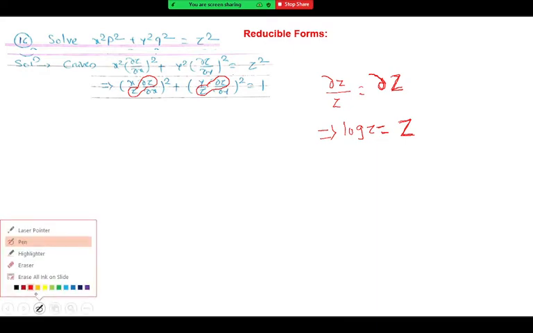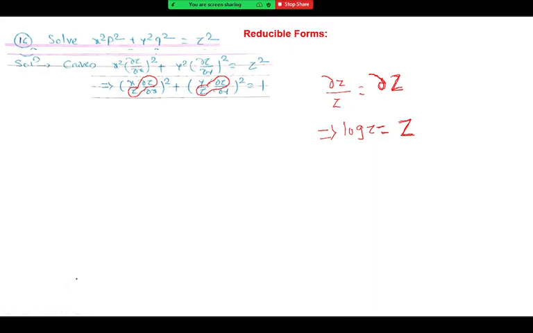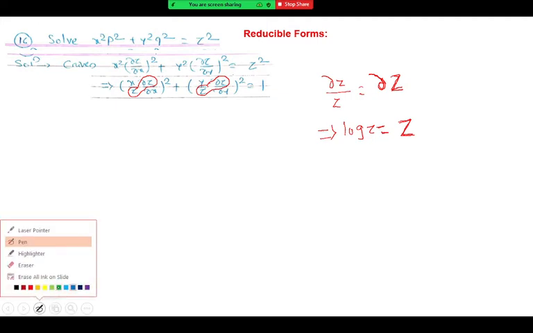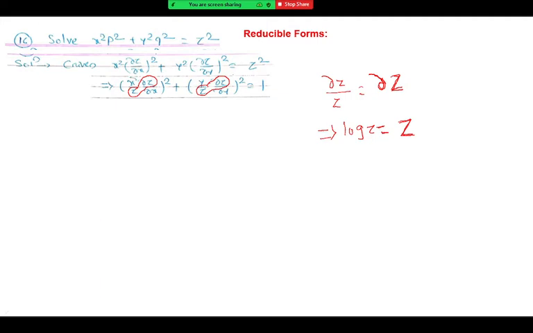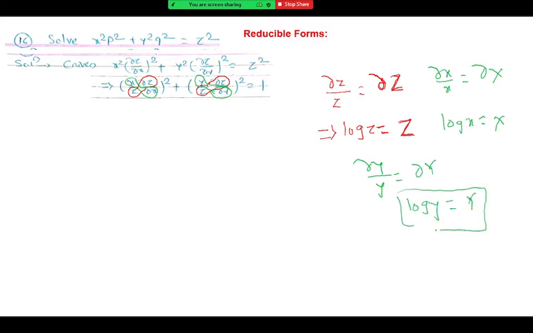Another substitution we are going to do now, and that will be like this x with dou x. We are going to take it as dou x by small x is dou capital X. In the same way we get the value of log x as capital X. And one more substitution I am going to do with this one, dou y by y is dou capital Y. So log of y becomes capital Y. These values will be required later on, not right now.